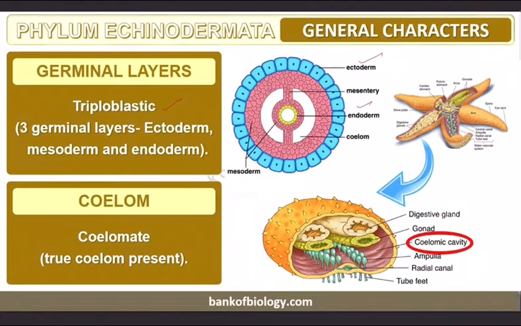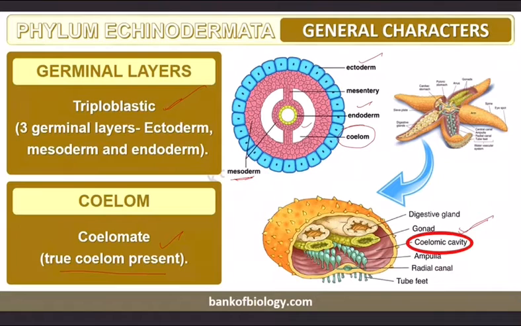What about the germinal layers? Since we are saying that this is the highest evolved, it has to have 3 layers. So triploblastic animals. Echinoderms are triploblastic, having outside ectoderm, inside endoderm layers. In between the ectoderm and endoderm, there is mesoderm. And all the 3 layers are present during the embryonic stage. So we say triploblastic animals right from the embryonic stage.